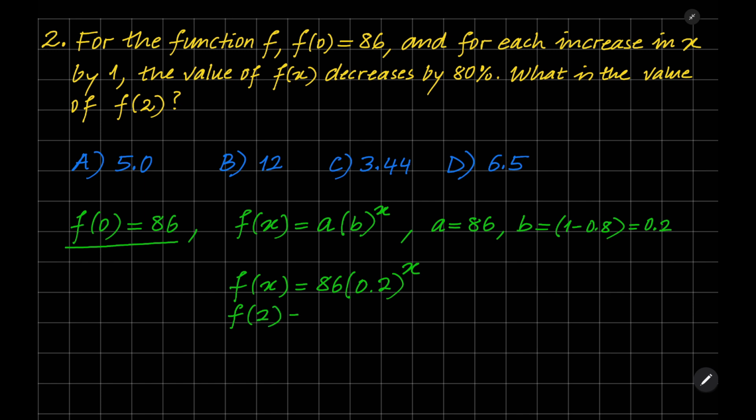f of 2 is equal to 86 times 0.2 to the power of 2, which is equal to 3.44. So the correct choice is C. C is the correct choice. That's the answer. Now let's go to the next question.